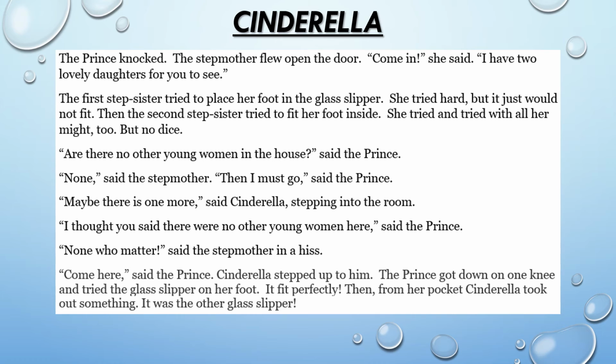"Maybe there is one more," said Cinderella, stepping into the room. "I thought you said there were no other young women here," said the prince. "None who matter," said the stepmother in a hiss. "Come here," said the prince. Cinderella stepped up to him. The prince got down on one knee and tried the glass slipper on her foot. It fit perfectly. Then, from her pocket, Cinderella took out something. It was the other glass slipper.